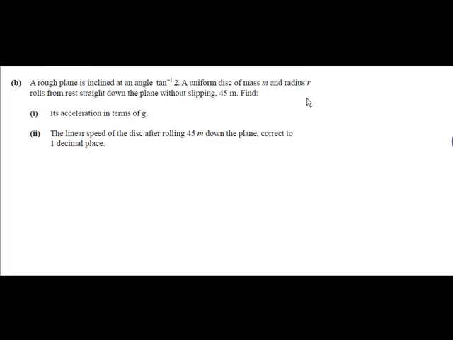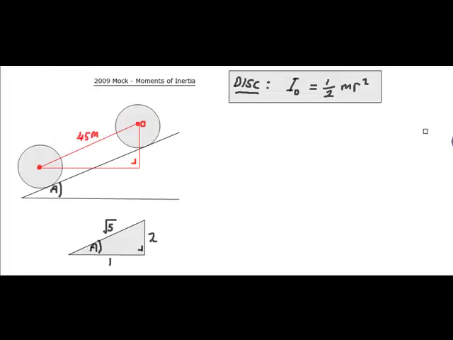This is a question from the 2009 mock paper on moments of inertia, and the question involves a rough plane which is inclined at an angle, tan A = 2. If we draw that plane here, this is the plane, and the angle we call the angle A. From the information they gave us, the tan is 2, so we can draw this triangle down here, so we can work out the trigonometry separately. Tan of A is 2 over 1, which means by Pythagoras the remaining side, or the hypotenuse, must be root 5.